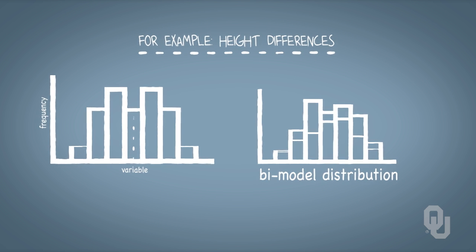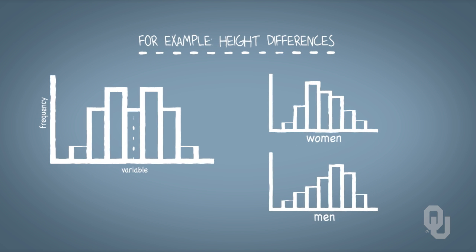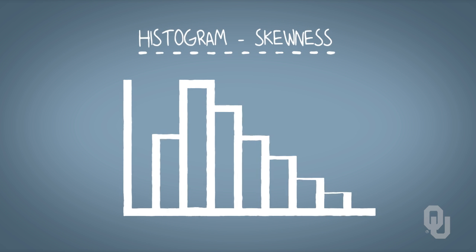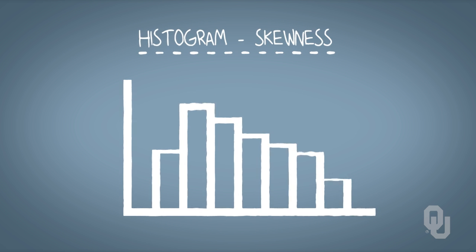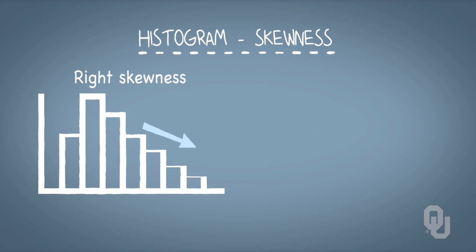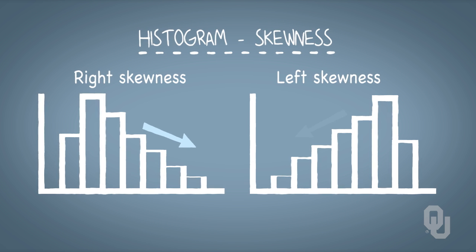One reason might be that the sample is made up of members from populations that have different distributions of height. In this case, women and men. Splitting the samples according to the two populations might show us two different representations. A histogram may indicate skewness, or where particularly large or small values in the data skew the histogram in one direction or another. Right skewness is seen when there is an elongated upper tail, and a histogram that is skewed to the left has an elongated lower tail or particularly small values.